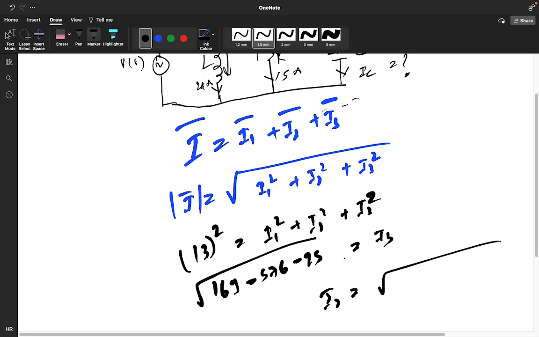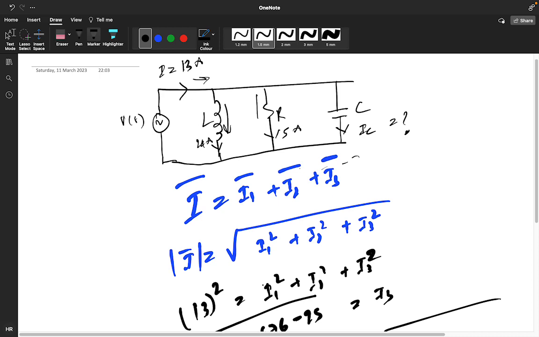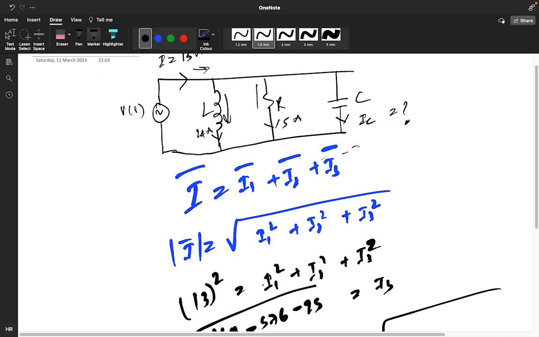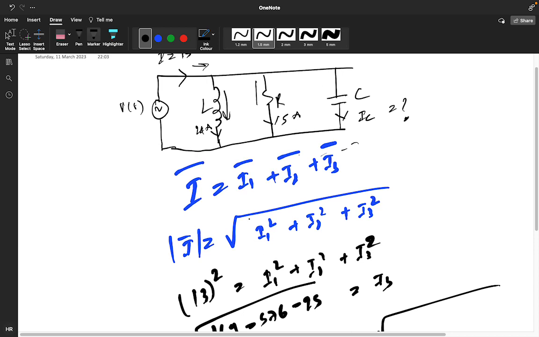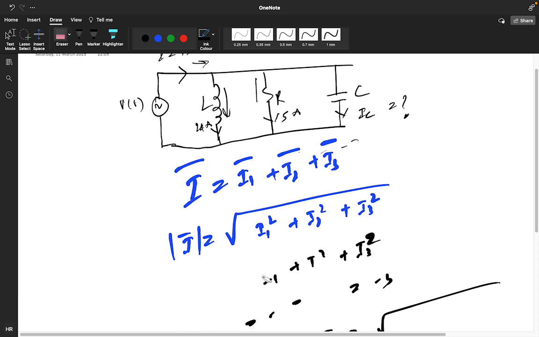Solve this and just tell me the answer. What are you getting for the I2 value? And see guys, you cannot do it like this either. Why so? This is also wrong. See, I will tell you why.